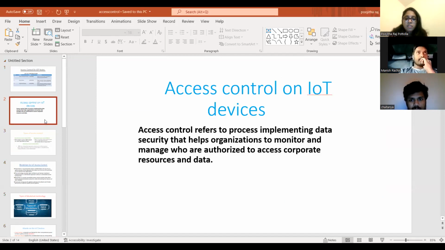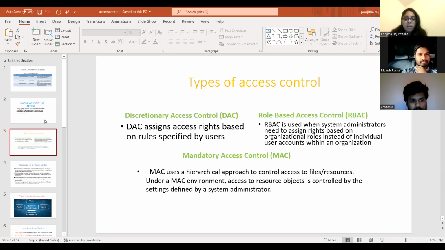Going to the first slide, access control on IoT nodes refers to a process of implementing data security, which helps organizations to monitor and manage who is authorized to access corporate resources and data. Coming to the types of access control, we have three types here. They are DAC, RBAC, and MAC.